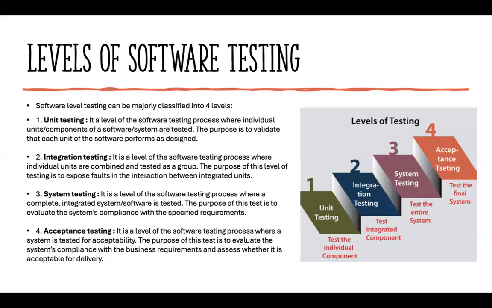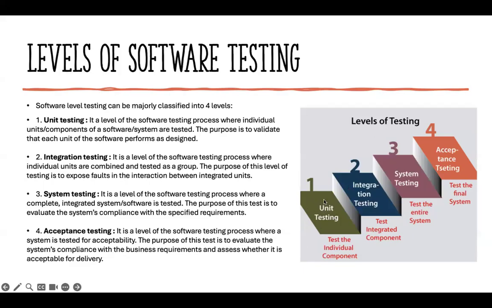And finally, the last level of software testing is acceptance testing. It is a level of the software testing process where a system is tested for acceptability. The purpose of this test is to evaluate the system's compliance with the business requirements and assess whether it is acceptable for delivery. So this picture here shows the different levels of testing.